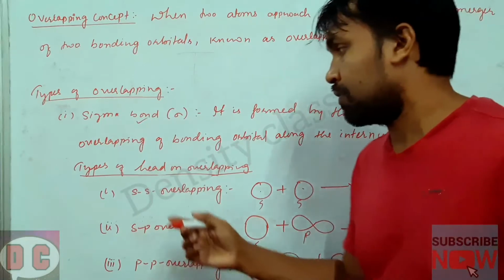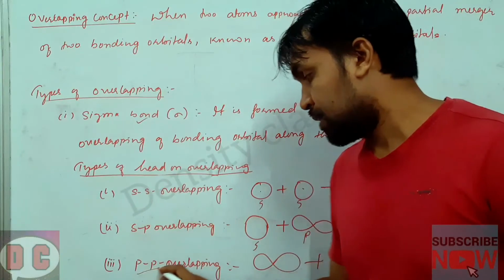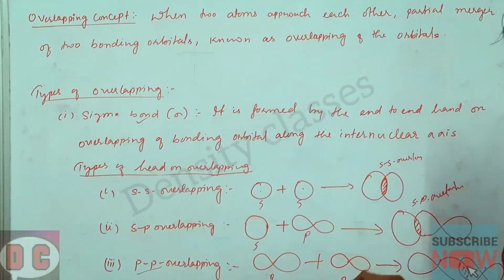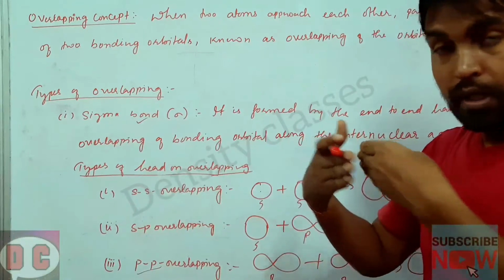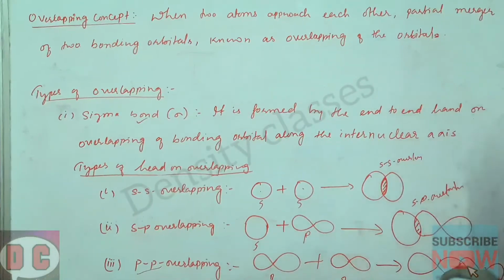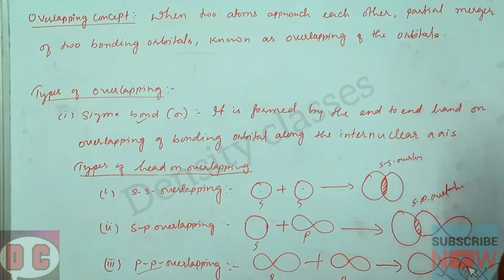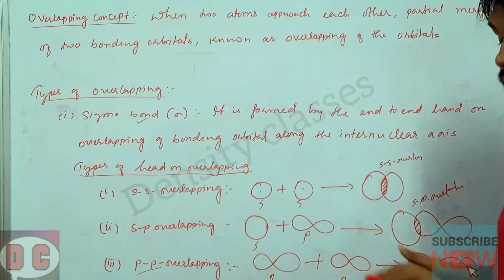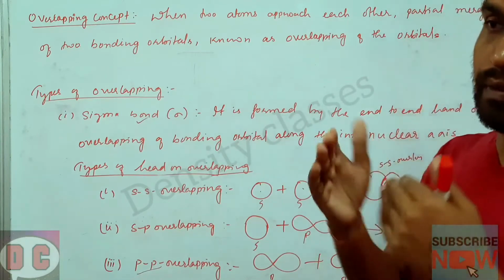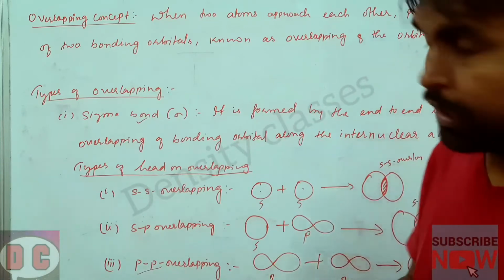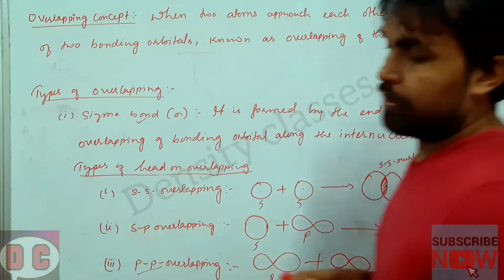The last type of head-on overlapping is PP overlapping. One P orbital and another P orbital, when they overlap along the axis, form PP overlapping. And always remember, the overlapping in which there is a larger overlapped region will be stronger. You can pause the video and note it down.